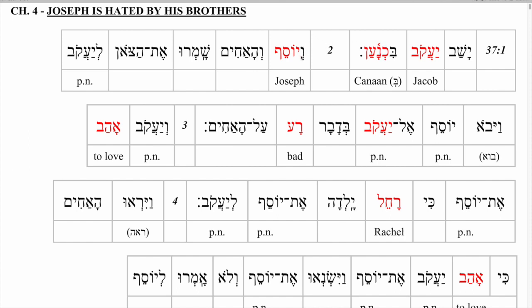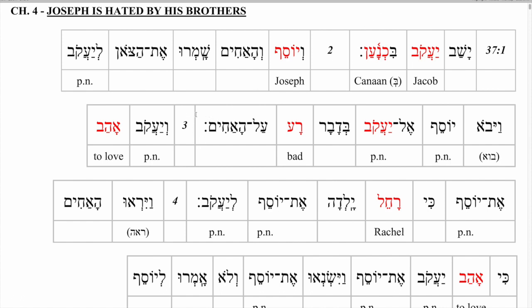So verse 2 starts with va Yosef va ha'achim shamaru et hatzon leYaakov vayavo Yosef el Yaakov b'davar ra al ha'achim. These two dots here, we saw that at the end of verse 1.